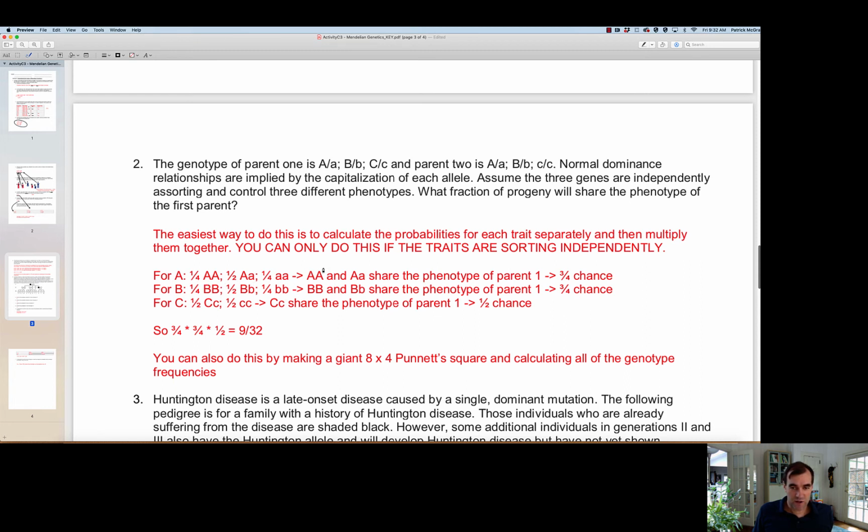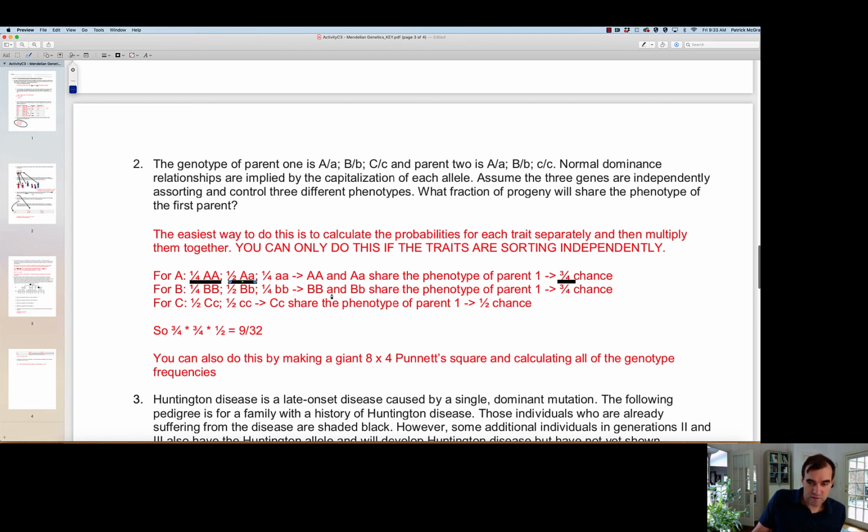1/4 will be capital A, 1/2 will be capital A, little a, and 1/4 will be little a. This is just following the approach of a monohybrid cross. And so there's a 3/4 chance that these individuals will share the same phenotype as parent one. Only the individual with little a will not share the phenotype. So there's a 3/4 chance that they will share the phenotype for character 1.